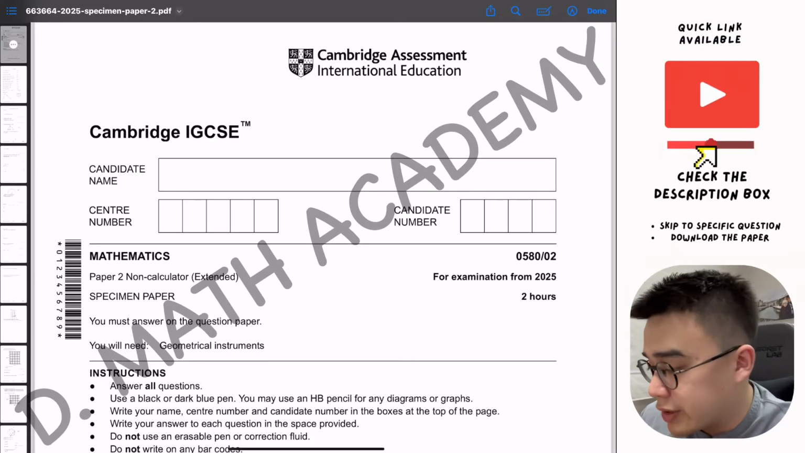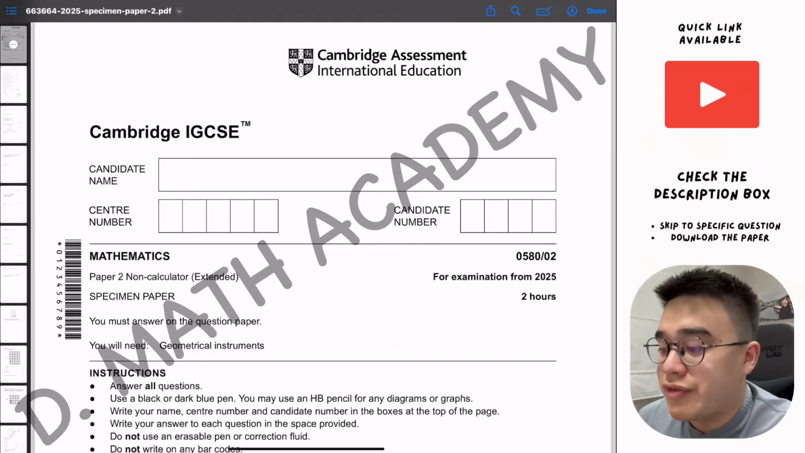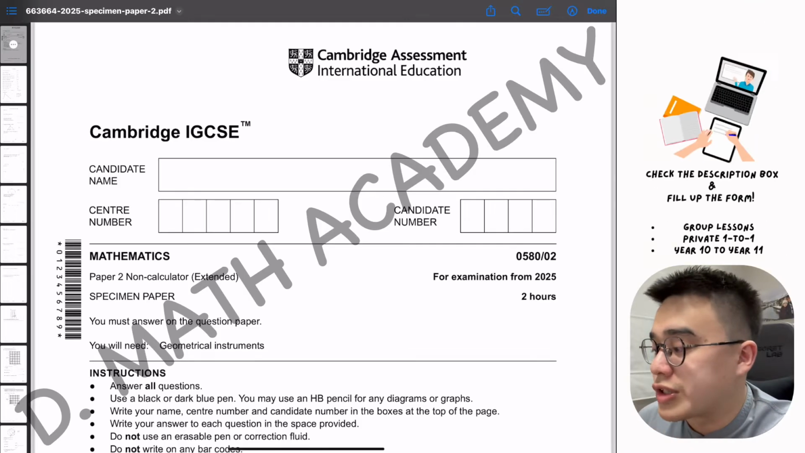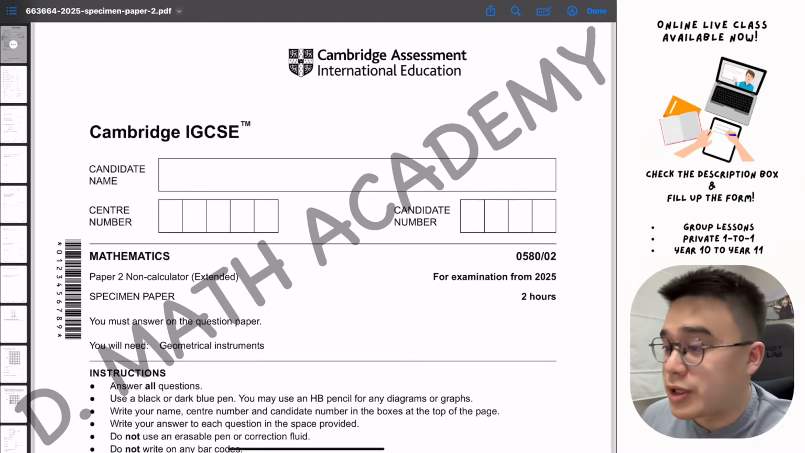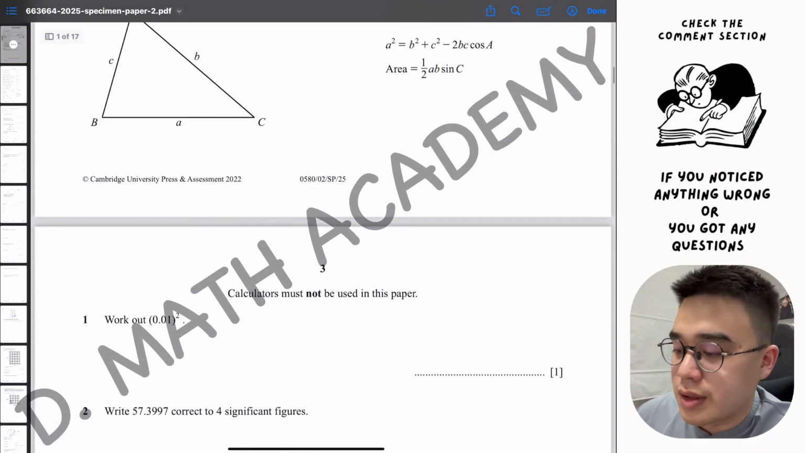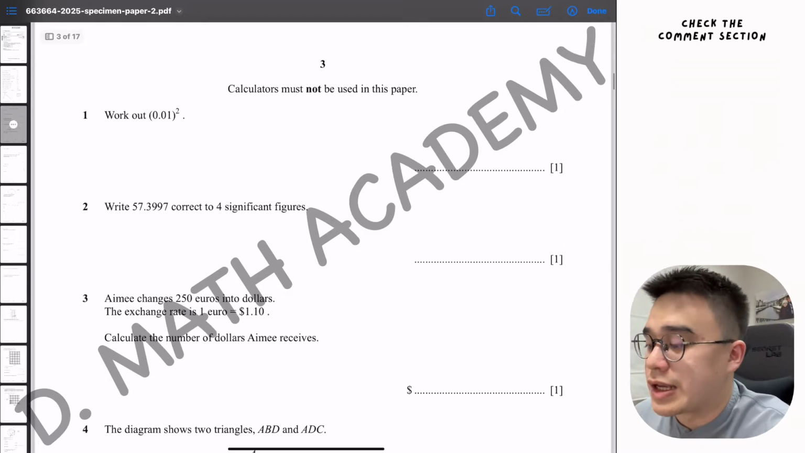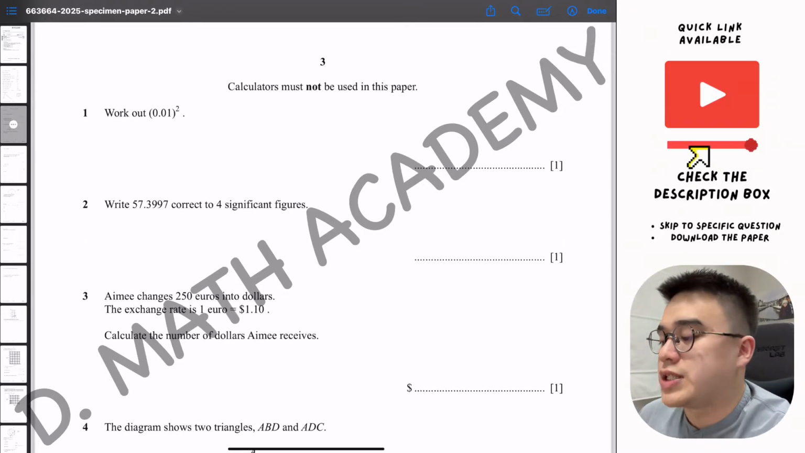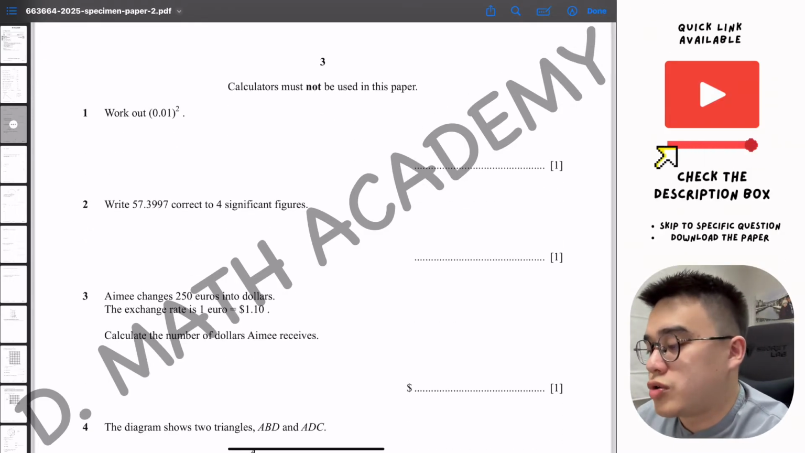But to be honest, if you ask me, I actually felt that the paper gotten easier, because this is not the first time I do this paper. I already let some of my students try it, they will be sitting for this exam. All right, so for the first question, they said 0.01 to the power of 2.